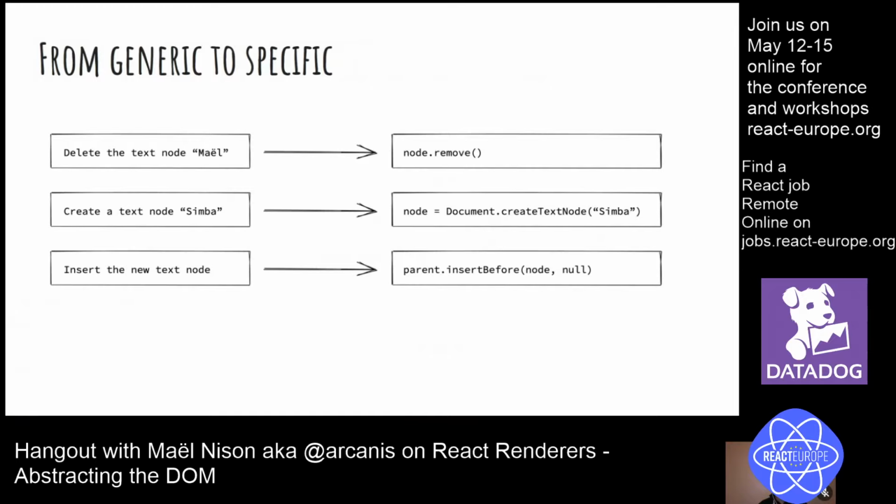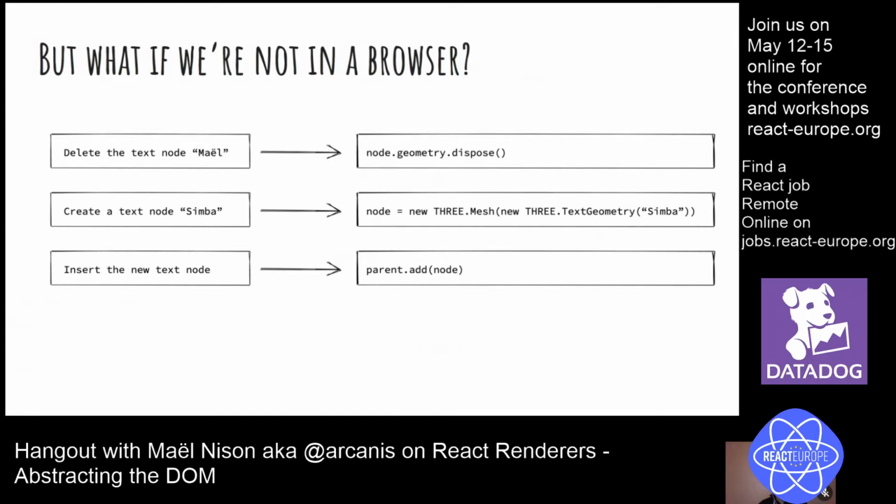Then, from those generic instructions, React will craft specific instructions. For example, the delete the text node Maël instruction will be translated into node.remove from the DOM API. Similarly, create a text node Simba will be translated into another DOM call, which will be document.createTextNode. And finally, insert the new text node will use the insertBefore function from the DOM API. So as we can see, it goes through various steps.